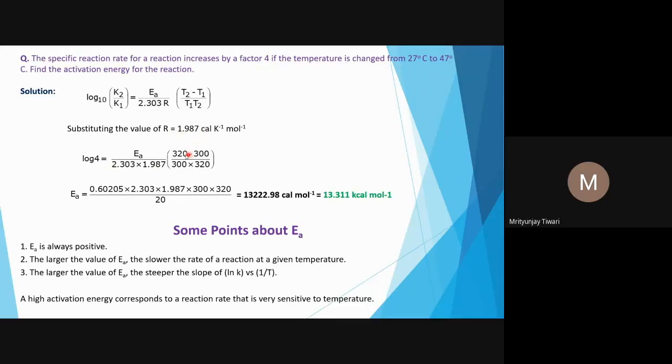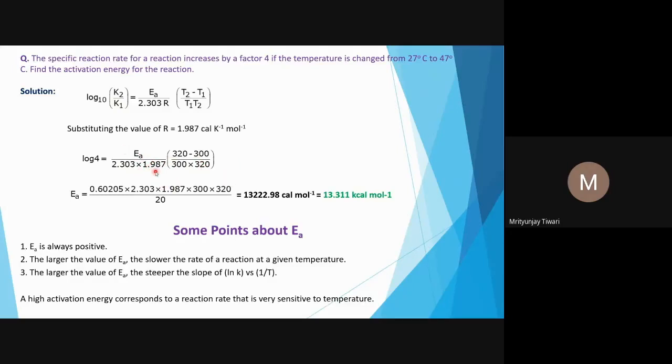This value we have put into this 320. So this temperature is what? 47 degrees centigrade means 320 Kelvin. And this 27 degrees centigrade means 300 Kelvin. So 320 minus 300 is 20, and 320. This unit will cancel out also because of the many other units.